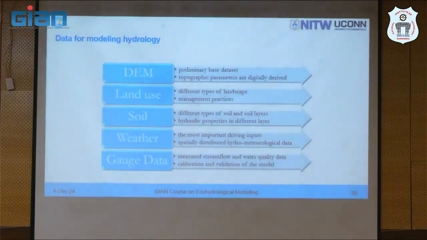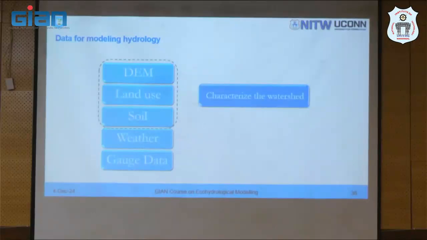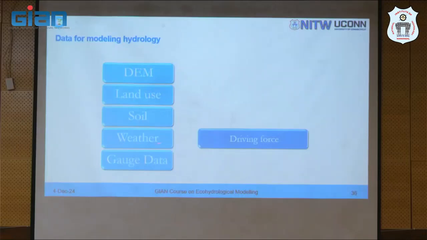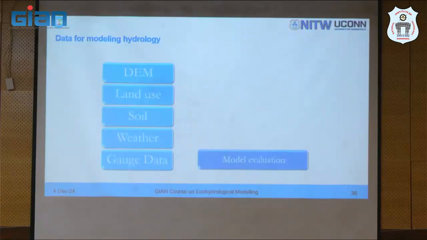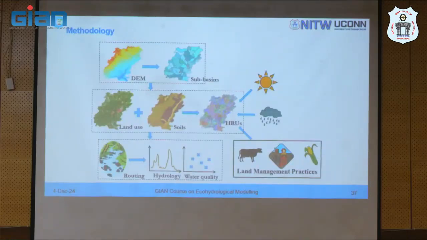Now, what is the data? I think this is something Ashi has covered. DEM, land use, soil, weather, and some gauge data, basically the stream flow data or sediment data or nutrient data that you have that can be used for calibration and validation of the model. These three components characterize the watershed. Climate is the driving force, rainfall, and gauge data is used for model evaluation, right? So, separate the data requirement for this. Now, let us see how it does, right?